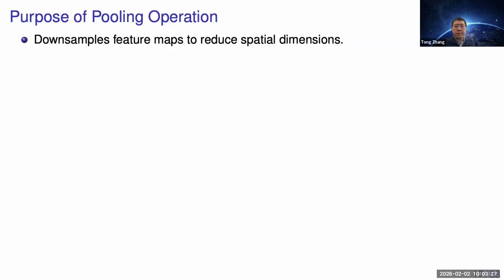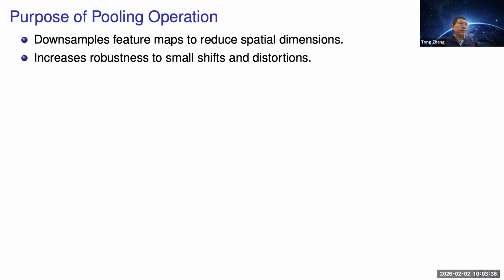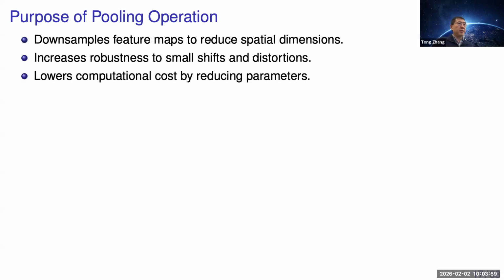Now what is the purpose of this pooling? First, it downsamples the image, reducing the dimension so that you are doing more global, starting from local and going more global. It also increases robustness. At the global level, shifting doesn't matter as much. Somewhat it is absorbed into the feature map, so it helps.